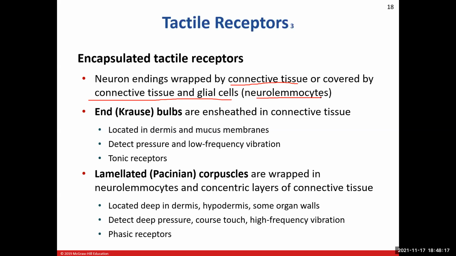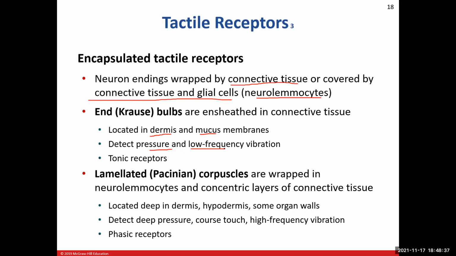So the first type are going to be our end or Krause bulbs here. And so they're just covered with connective tissue. In this situation, we're going to see them in the dermis, also located in our mucous membranes. And so they'll detect pressure and low frequency vibration.